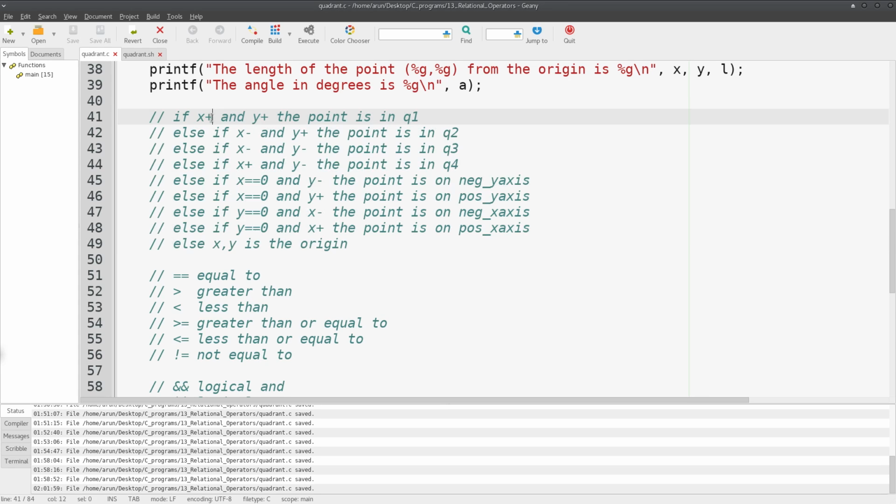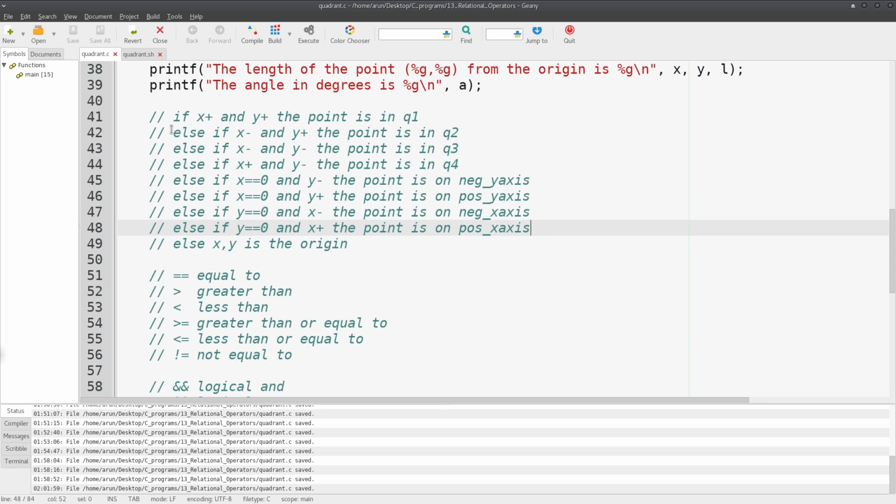If x is positive and y is positive, the point is in quadrant 1. Okay. Likewise, if x is negative and y is positive, it's in quadrant 2. Likewise, so on and so forth. We can write the condition for the point in quadrant 3, quadrant 4, and if the point is lying on the negative y-axis, positive y-axis, negative x-axis, and positive x-axis, like this.